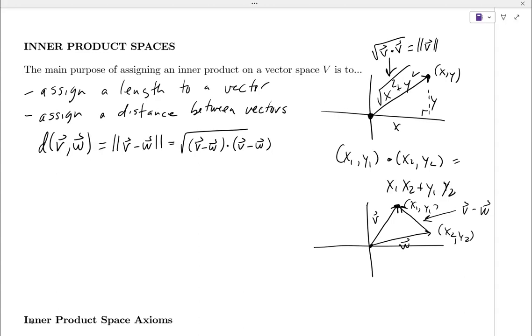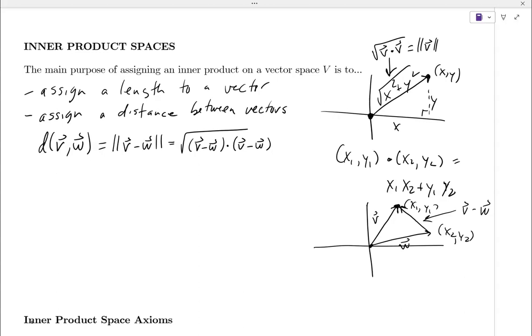Because again, if I can define an inner product in a different way, I still want the same properties to hold and the same ideas to hold. What's the length of a vector? What's the distance between vectors? Those kinds of things. So far, so good?